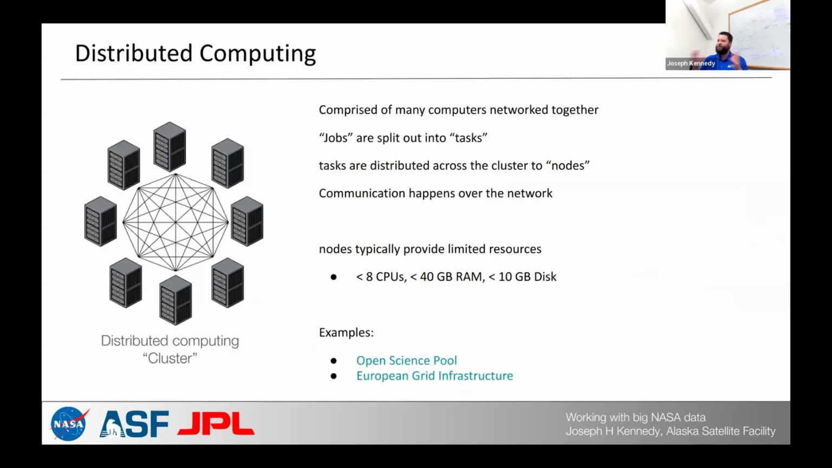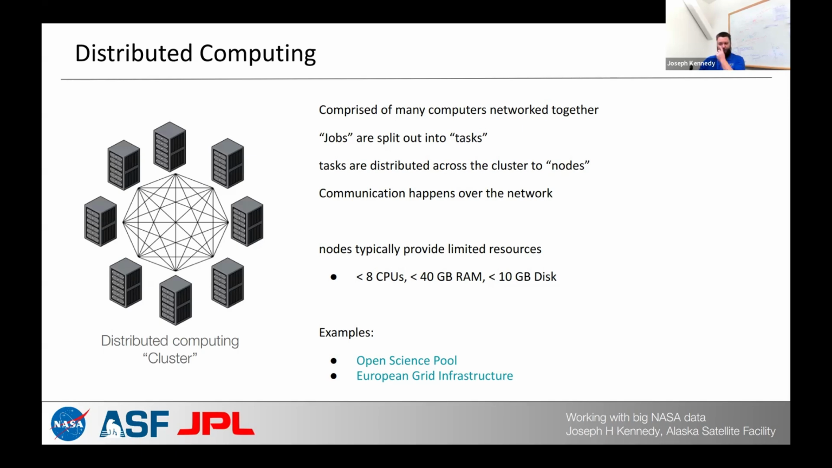When you're talking distributed computing, you're thinking many computers networked together. If you think of a job as the general term, it's split out into tasks that are then distributed off to these different computing nodes. Each computer is a node, and the node takes on tasks. Anytime a task needs to communicate, it happens over just the basic HTTP network. In distributed computing, the nodes are usually pretty limited. They're like a bunch of laptops slapped together, or maybe a bunch of servers slapped together.